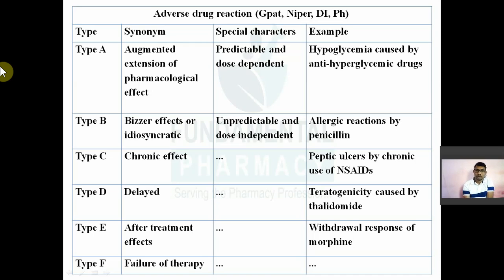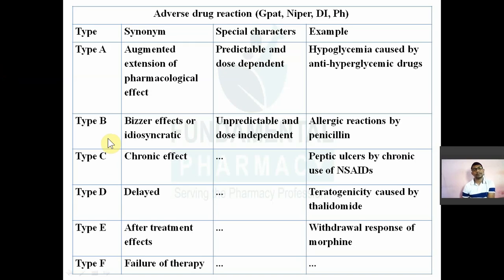As you increase the dose, the drug will cause more hypoglycemia, it will decrease your sugar level more. Type A adverse drug reactions are known as augmented or extension of pharmacological action, and they are predictable and dose dependent. For example, hypoglycemia caused by oral hypoglycemic drugs.